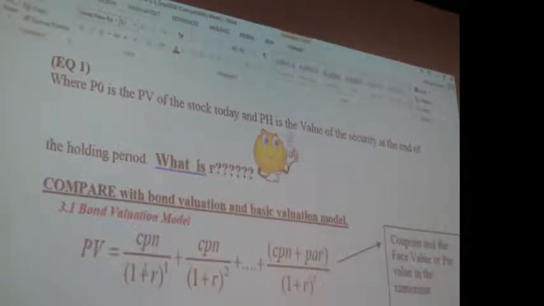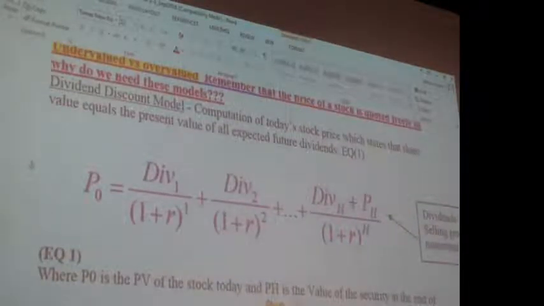If you look at the bond valuation model we just talked about, the main differences are, number one, we have coupons where we have dividends over there. Ours are the required rate of return. We have par over here. We have the selling price of the stock at the end of the holding period. The main difference is that for bonds, all the cash flows are certain.